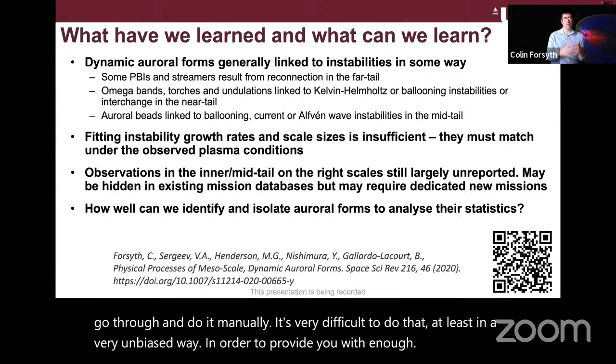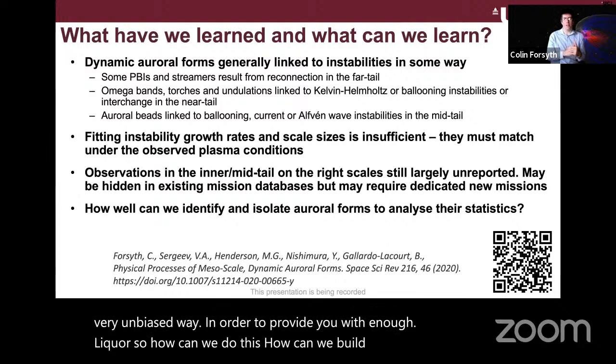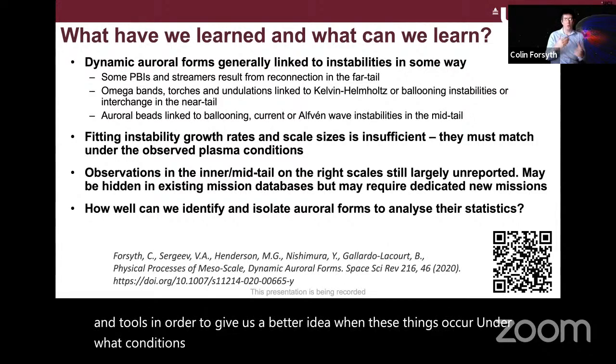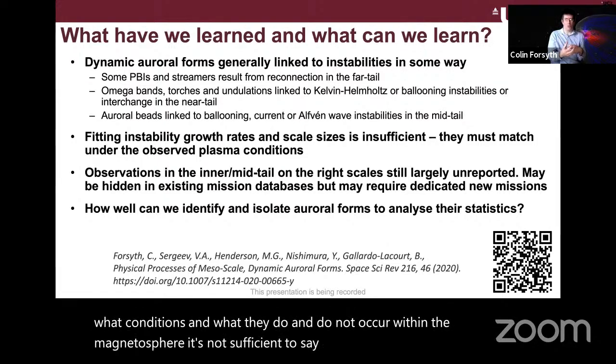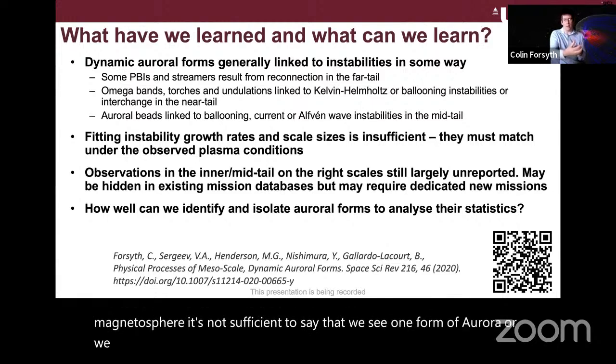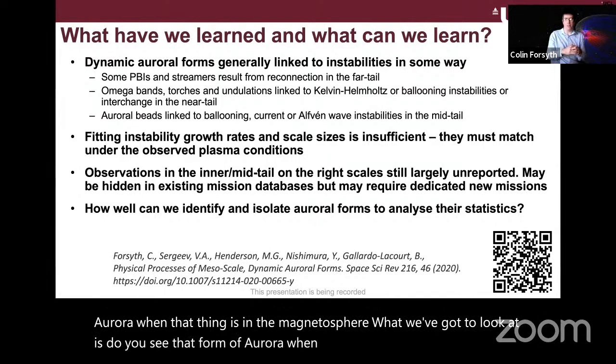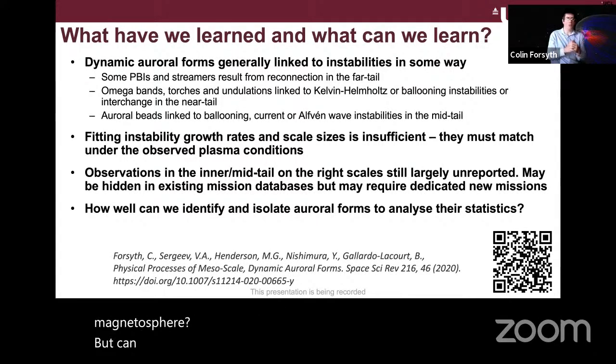So how can we do this? How can we build up the right techniques and tools in order to give us a better idea as to when these things occur, under what conditions, and what they do and do not occur with in the magnetosphere? It's not sufficient to say that we see one form of aurora, or we see something in the magnetosphere and we always see that form of aurora when that thing is in the magnetosphere. What we've got to look at is, do you see that form of aurora when that thing isn't in the magnetosphere? So can we fill in the rest of a truth table to tell us really what's going on?